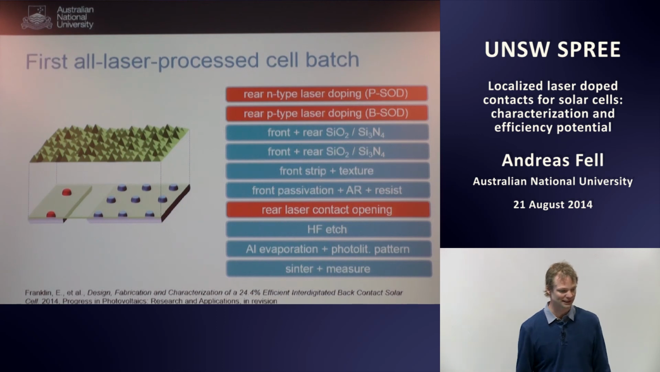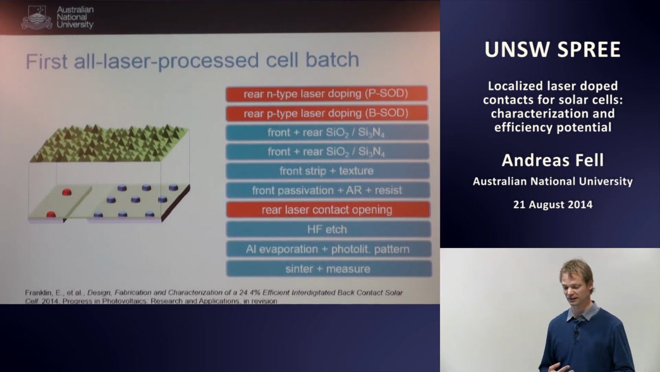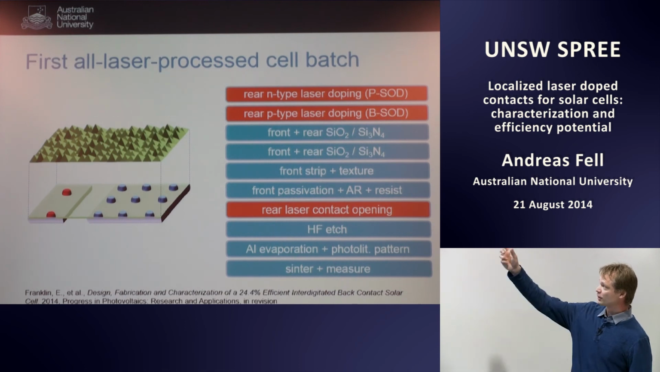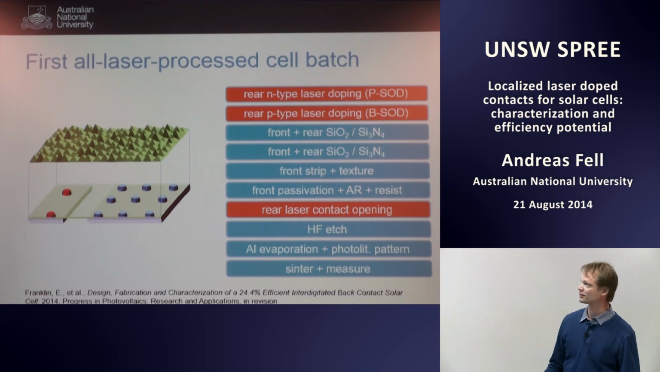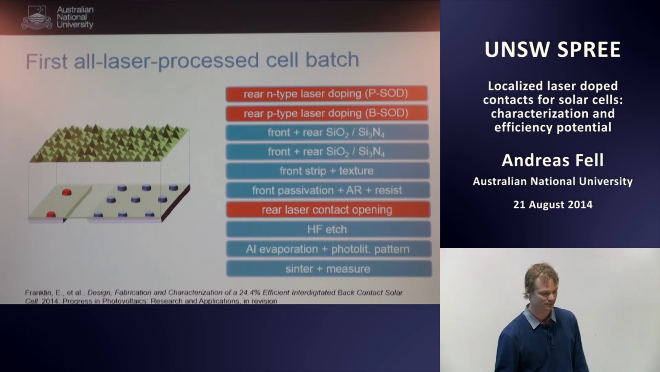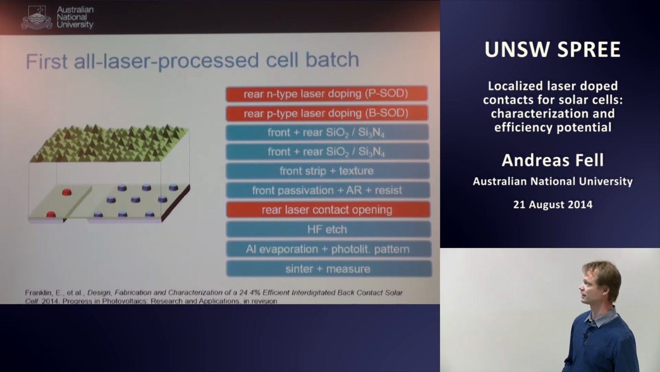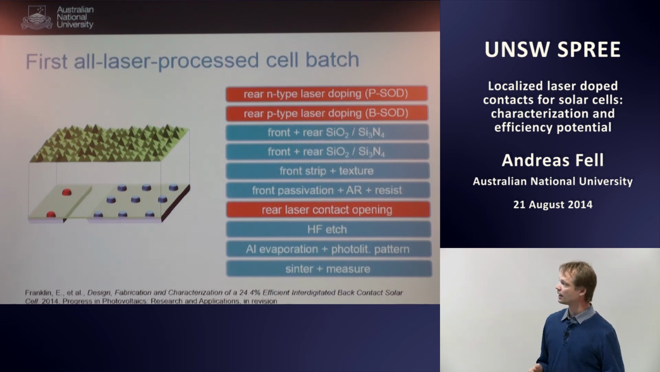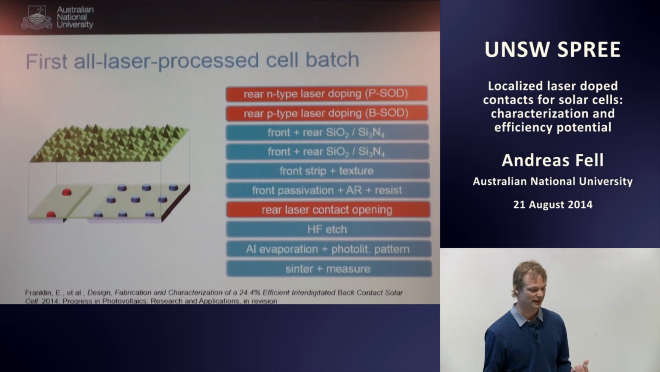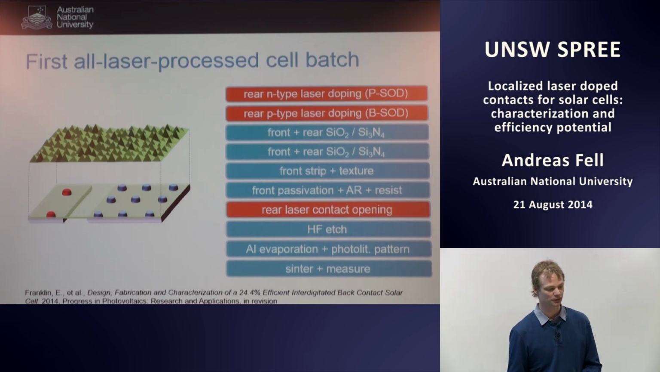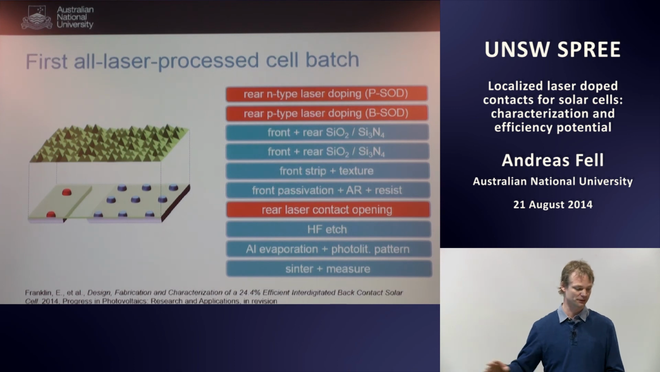All right, and now finally, I'll also show you the cells we did. So that was using the two-step process. We first spin on phosphorus SOD, laser dope some features. We remove it, then spin on some boron SOD, laser dope some features. We do a front and rear silicon oxide, silicon nitride stack. Then we strip the front, texture it, passivate the front. And then we do the laser contact opening at the rear side, aligned to those previously doped regions. Then we do an HF dip to get rid of some residual oxide. And then aluminum evaporation and patterning. And then we can measure the cell.